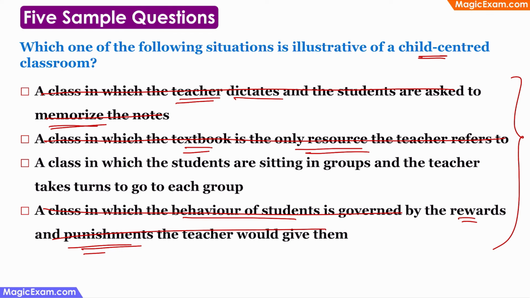And option 3 says that a class in which students are sitting in groups and the teacher takes turns in going to each group, which means that children are sitting in groups and collaborating with each other, and there is peer learning that is happening, and the teacher is taking turns in going to each group and interacting with all the students. Therefore, this definitely is indicative of a child-centric classroom or a child-centered classroom.